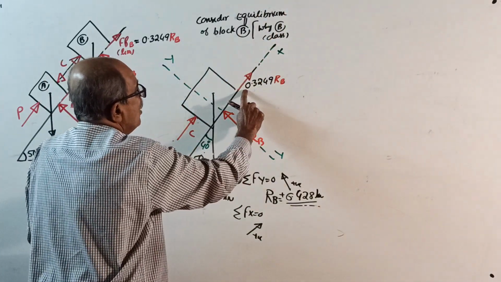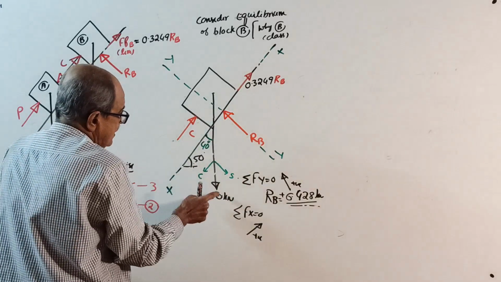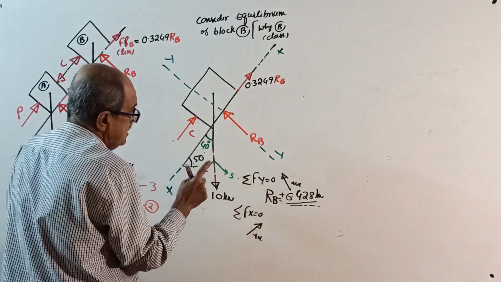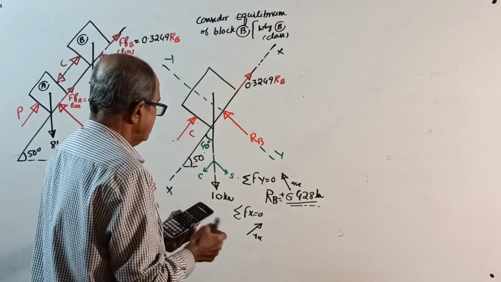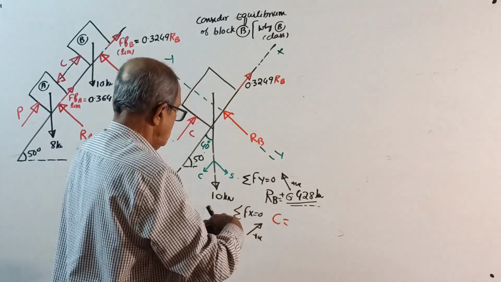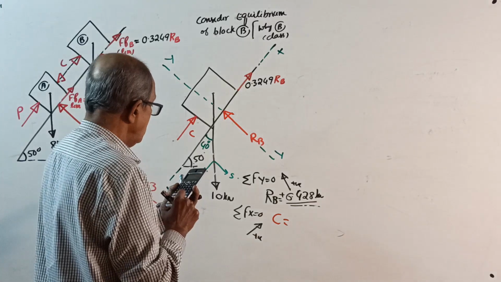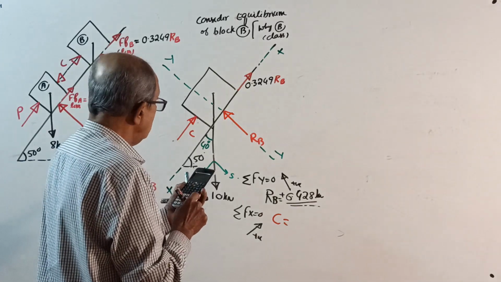plus 0.3249 RB minus 10 cos 40 equal to 0. Substitute. You get the value of C. See, your C will come. 10 into cos 40. Okay, got the answer.